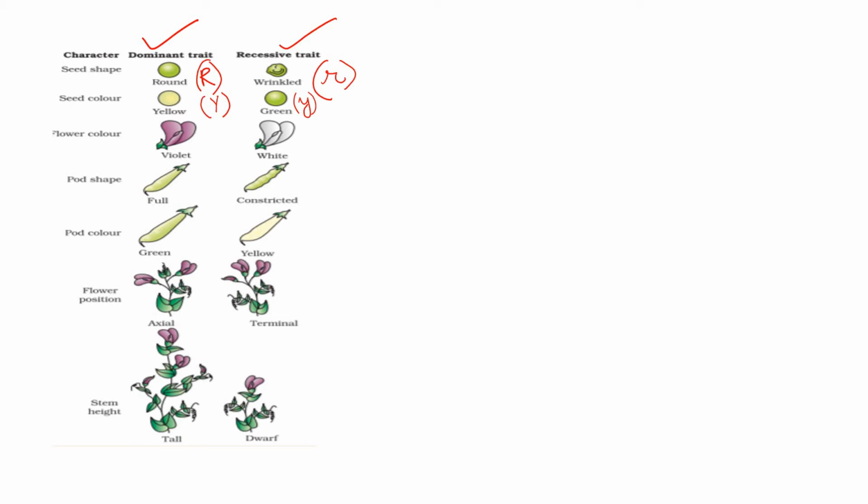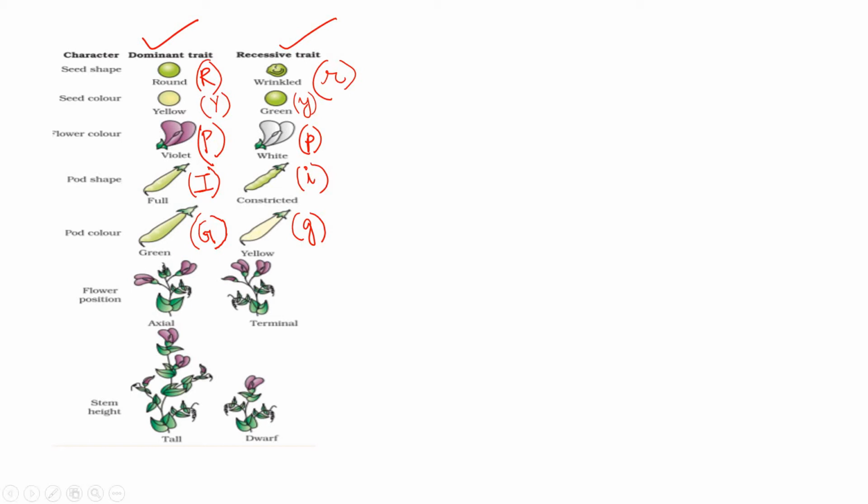And then for the flower color we have violet or purple, so we have capital P here and we have small p. For the pod shape, which is full, or somewhere it's written inflated, doesn't matter, the dominant allele will be capital I, and here it will be a small i. For pod color it's green, so the dominant allele will be capital G, and here it will be small g.